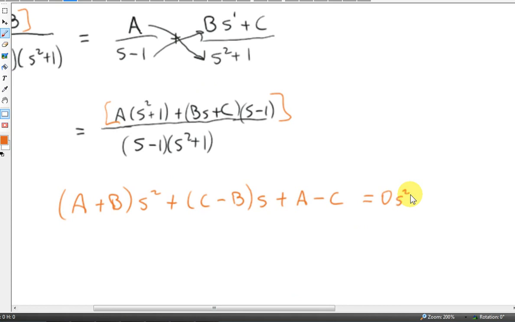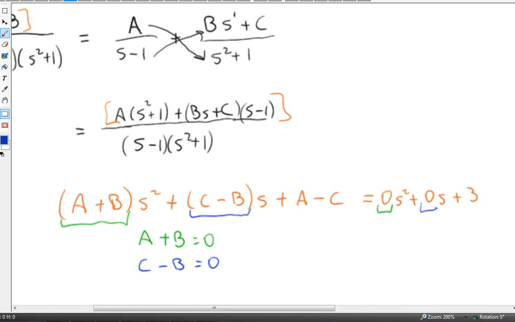3 can be written as 0s squared plus 0s plus 3. So we have an identity. This has to be true for all s, so the only way that can happen is if the coefficients of like terms are the same. So we must have that a plus b equals 0. We must also have that the coefficients of s are the same. So we must have that c minus b equals 0.